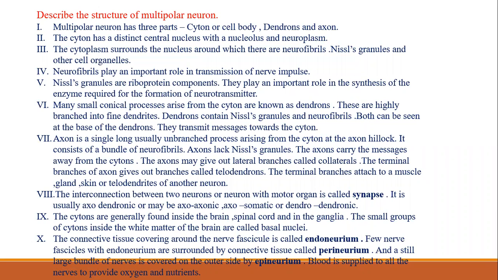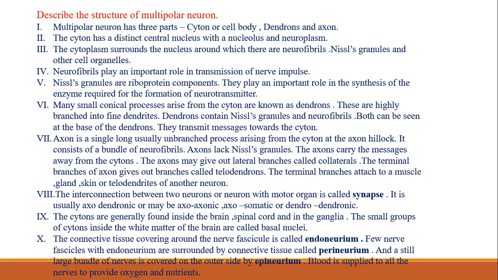The cytons are generally found inside the brain, spinal cord, and in the ganglia. The small groups of cyton inside the white matter of the brain are called basal nuclei. That is, cyton is gray matter. If this gray matter lies in between the white matter, then it is called basal nuclei. About this we are going to study in the further part.